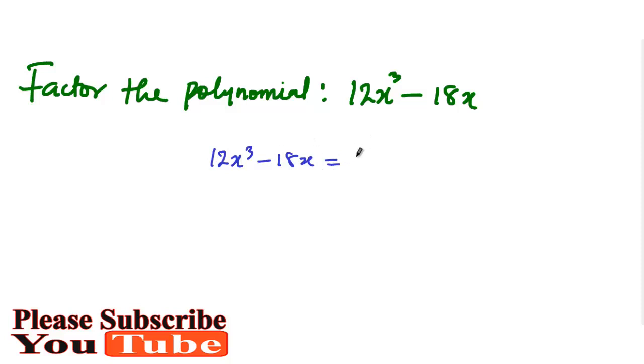So we have been able to use 6x into brackets. What can we multiply 6 by that will give us 12? That is 2. Then x times x squared will give us x cubed, so x squared. Then minus 6 times 3, that is 18. So the solution to this problem is 6x into brackets 2x squared minus 3.